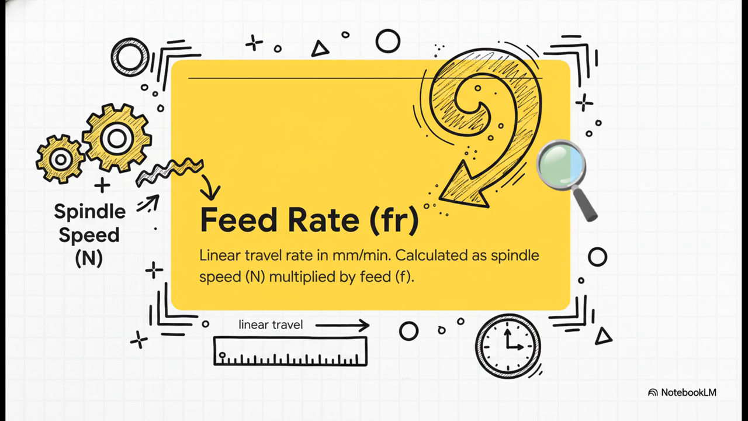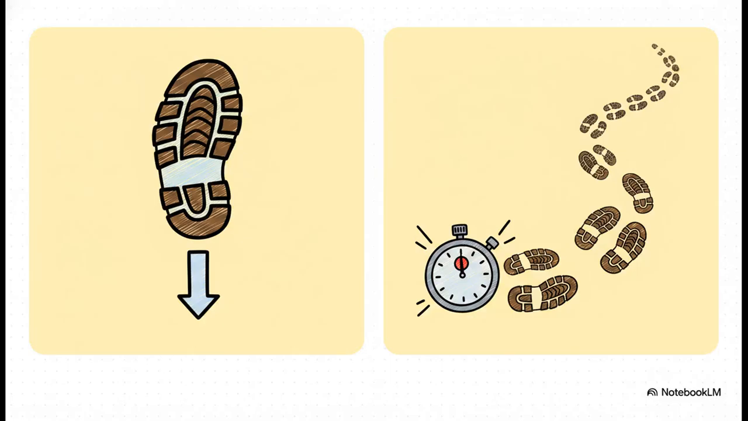Now, this builds directly into our next variable, feed rate, or FR. While feed is the stride per spin, feed rate is the actual linear travel rate in millimeters per minute. You can think of feed rate as the product of two factors. It's the spindle speed, which is n, multiplied by our feed, f. And this right here illustrates a crucial distinction that honestly trips up a lot of folks. Feed, f, is a distance per revolution, but feed rate, fr, is a distance per minute.